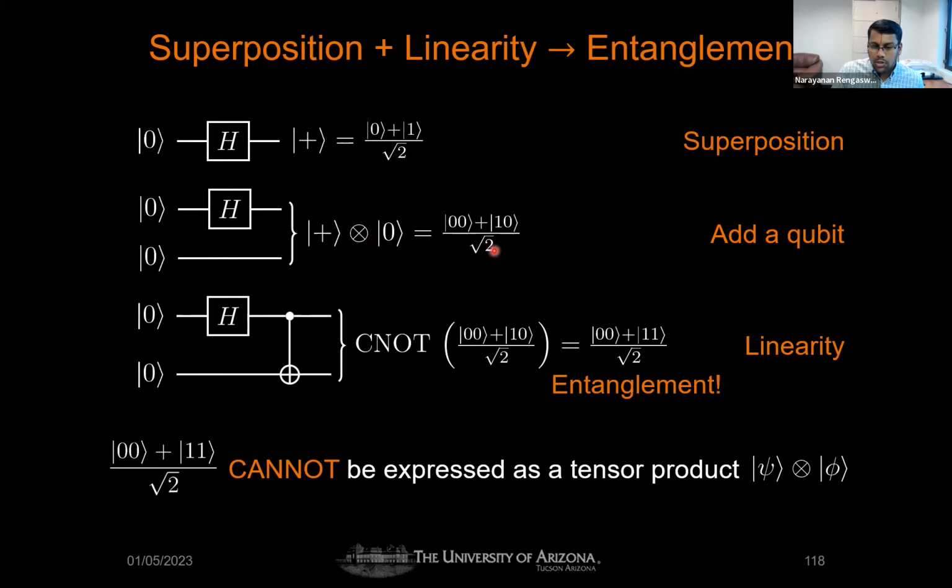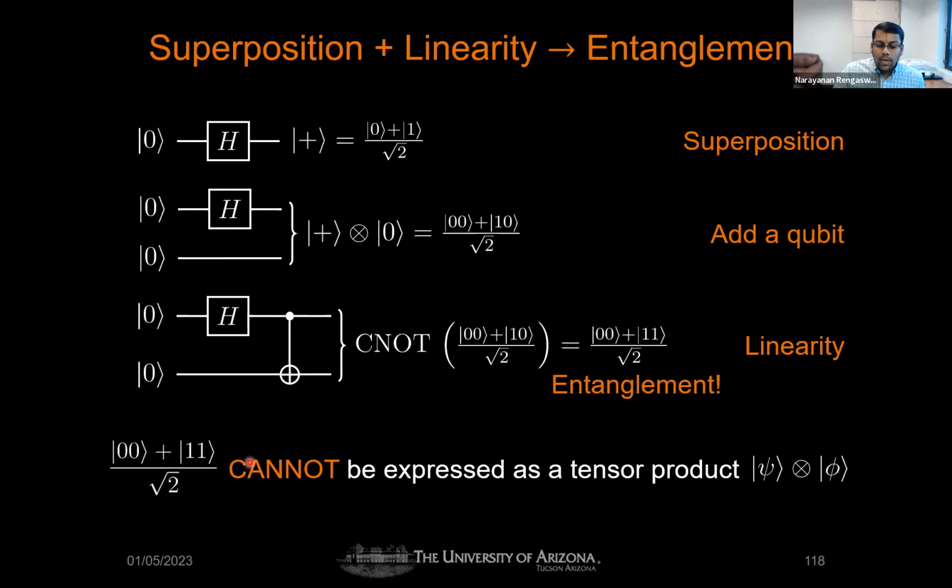So this is superposition. And then you do the C naught between the two qubits, which means this 1, 0 now becomes 1, 1, as you saw on the previous slide. And this gives you a very interesting state called the Bell state or the EPR pair. And this is an entangled state.